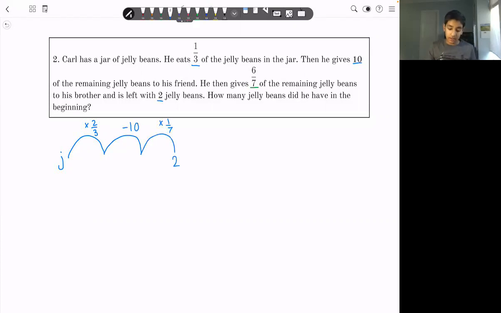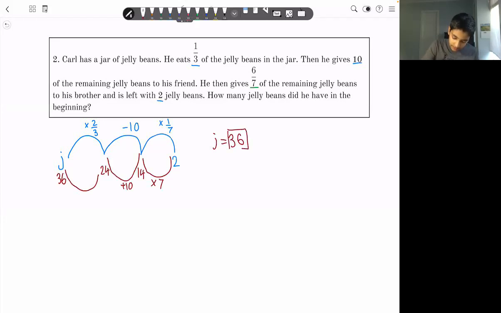So again, let's go backwards. The inverse operation of multiplication is division. So let's go in reverse. We can do 2 divided by 1/7, or times 7. We get 14. And instead of subtracting 10, we can add 10 and get 24. And instead of multiplying by 2/3, let's divide by 2/3, or multiply by 3/2, and get 36. So that means J is equal to 36. So he has 36 jelly beans at the beginning.